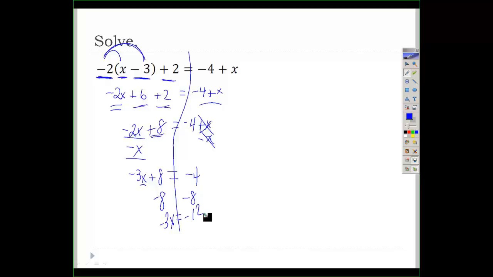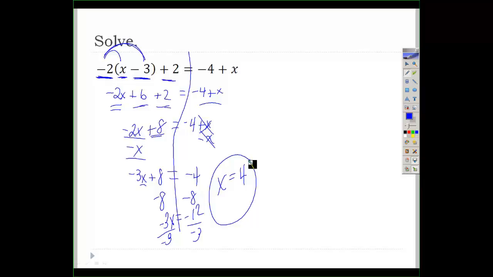Now, all I have to do now is see that negative 3 times x, and divide both sides by negative 3. The opposite of multiply is divide, so I'm going to divide both sides by negative 3. I know that negative 12 divided by negative 3 is positive 4. So I'm going to say x equals 4. And there's my solution. So they do get a little more complicated today.